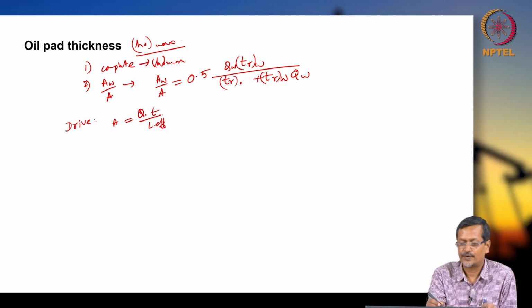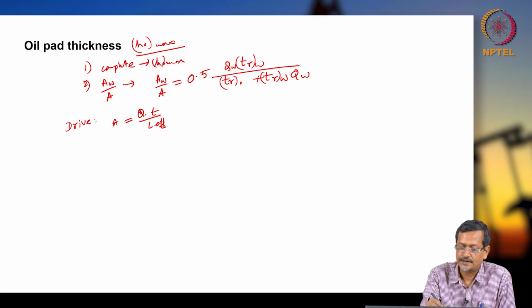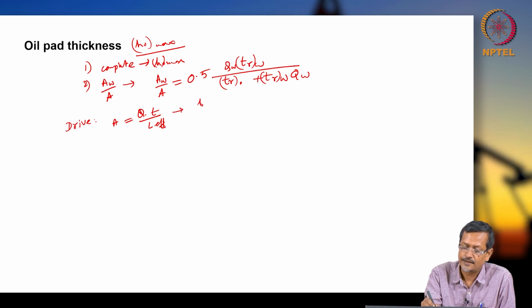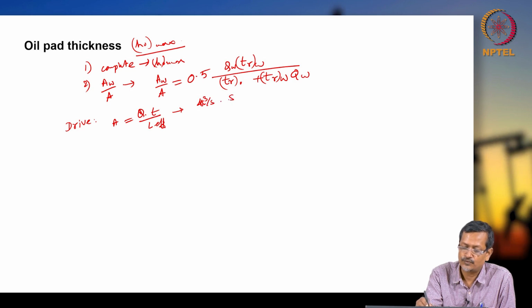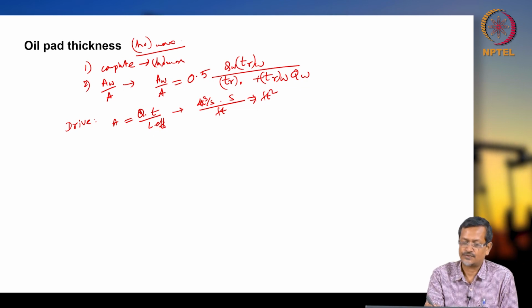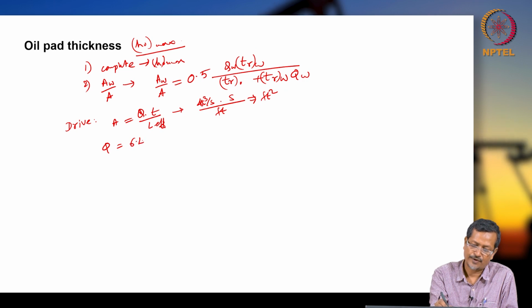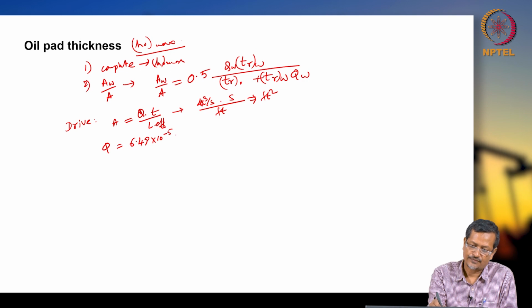Okay, Q means flow rate, in cubic feet per second, T is in seconds, and so units will be like this. Dimension analysis: cubic feet per second into second divided by feet. So finally second is cancelled, and ft square is coming. So area is in ft square. Now Q flow rate equals 6.49, we have seen this constant term, into 10 power minus 5 Q O.